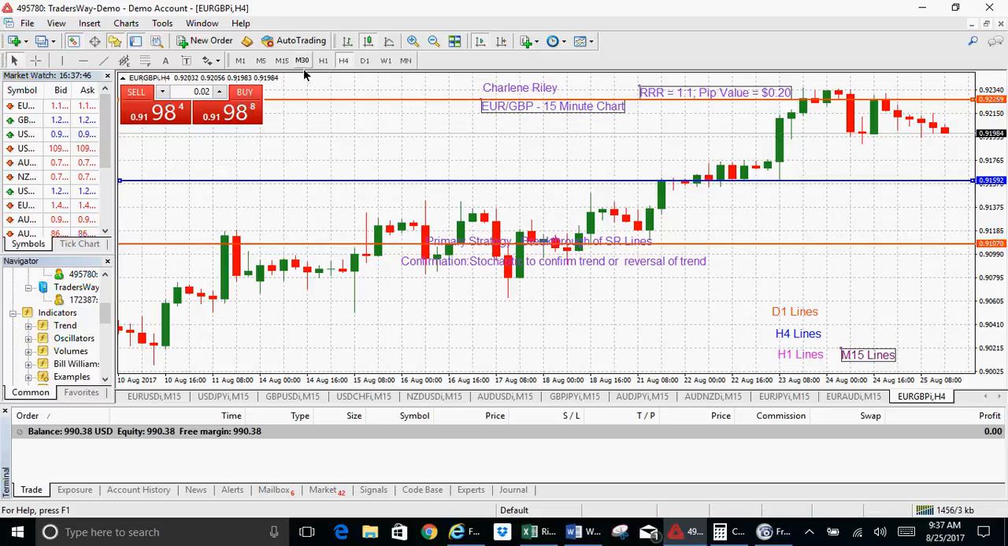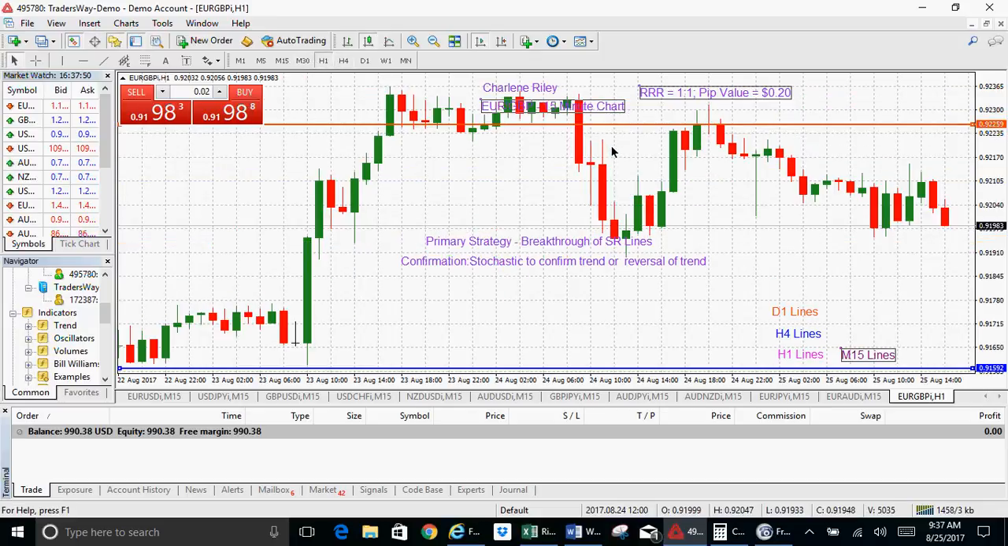And now I go over to my 1-hour chart, and although there was an uptrend, it seems like the downtrend is showing up here. Looks like we've got a strong line of support and resistance here.